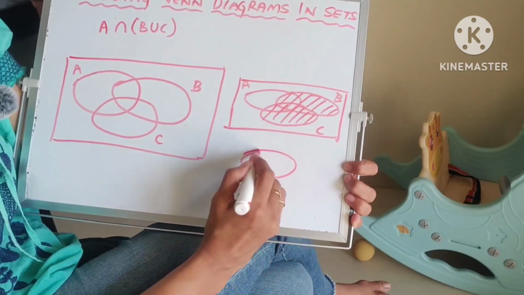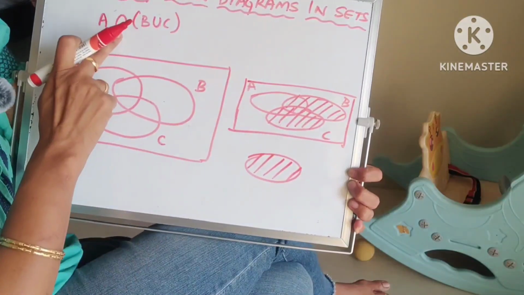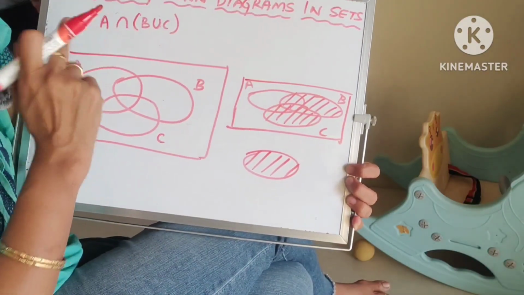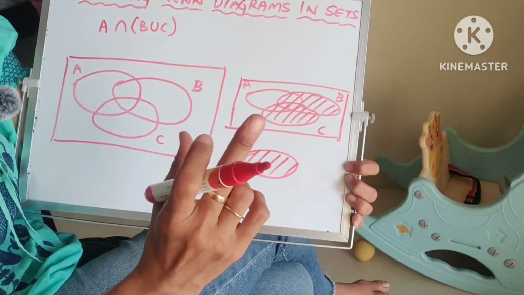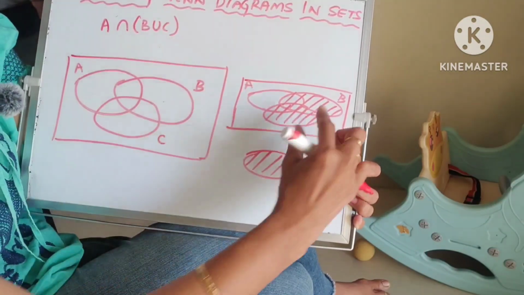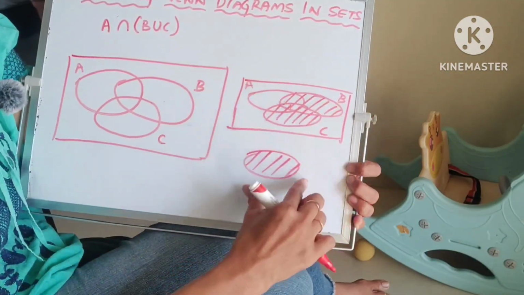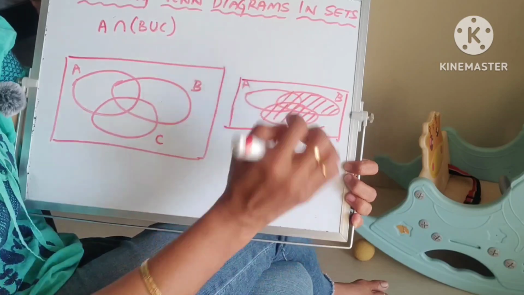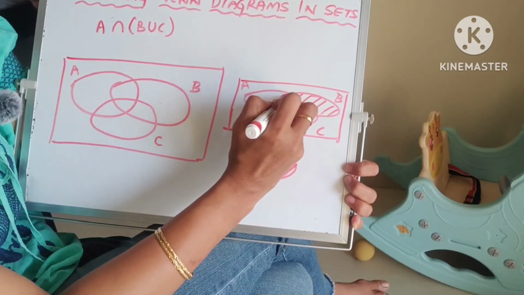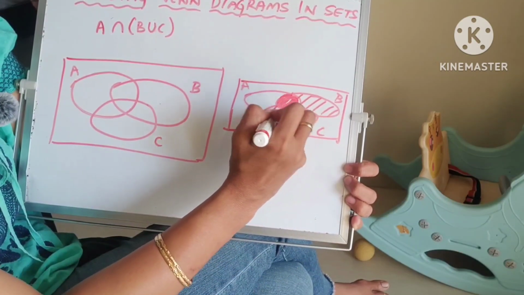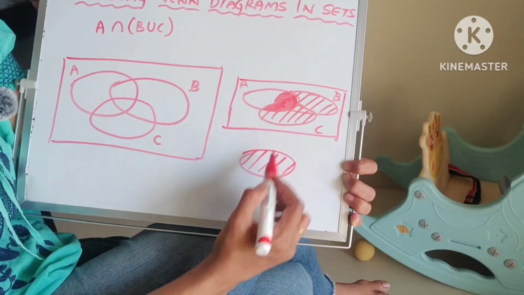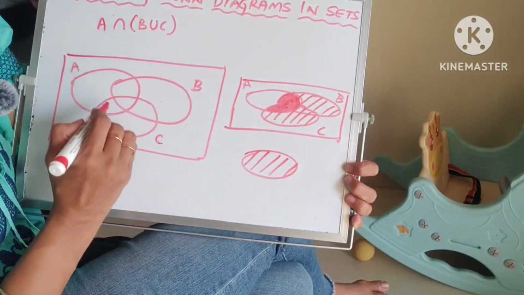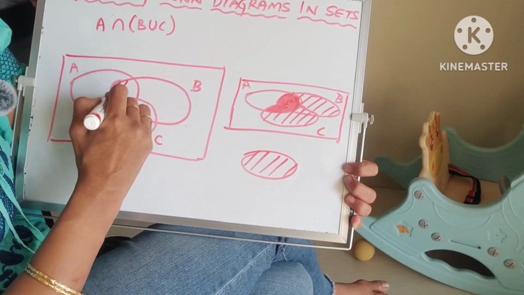Now, since the main operator is intersection, our final diagram needs to have the shading only in the part that overlaps between this shading and the entire A. So, as you can clearly see, it is this part that satisfies the condition of A as well as B intersection C. So, let me do that here now.